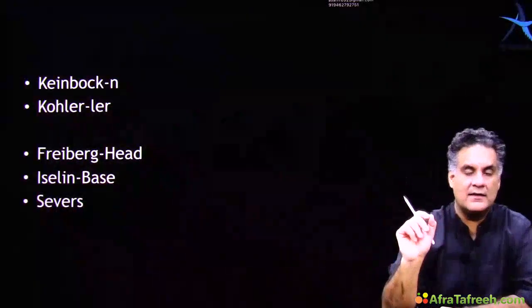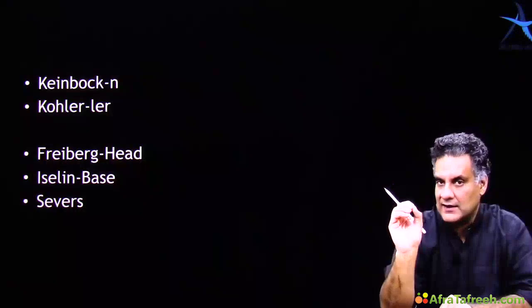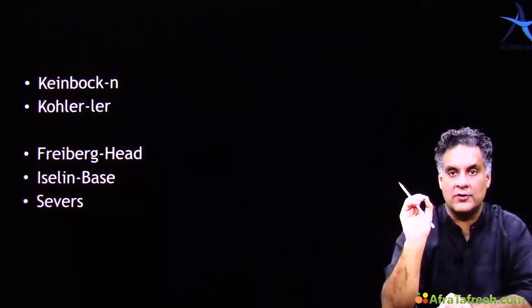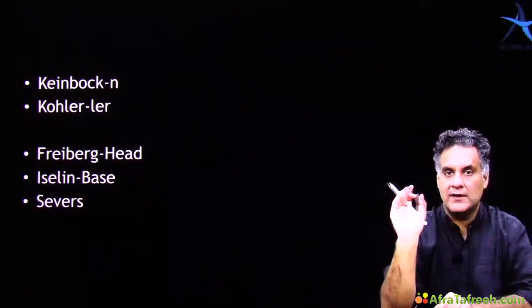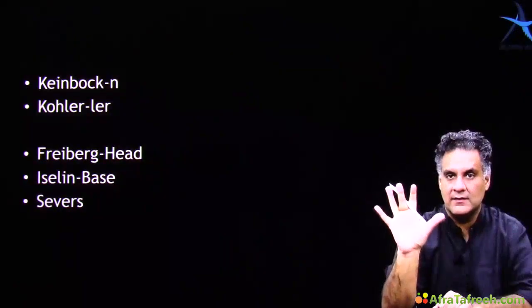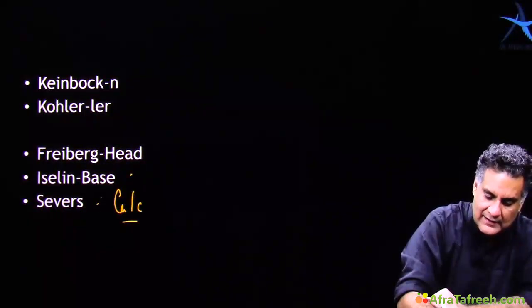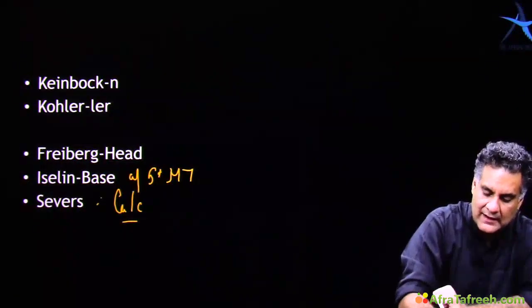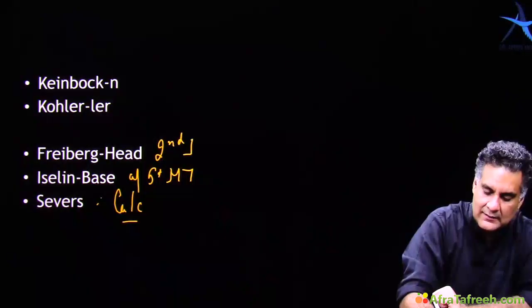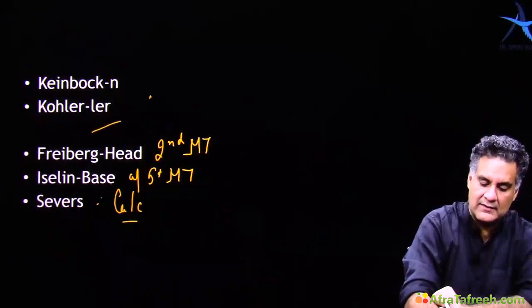And when there is fragmentation of the cartilage with underlying bone, it's called osteochondritis. Important are 5 osteochondritis. Sever's involves the calcaneum. Iselin's is the base of the 5th metatarsal. Freiberg's is the head of the 2nd metatarsal. Köhler's is the navicular.